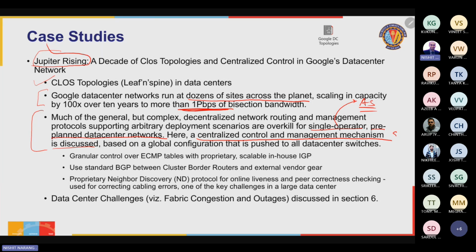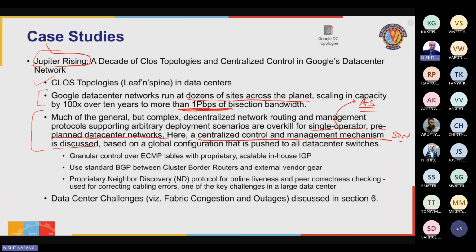So this is where SDN fits in. Based on a global configuration that is pushed to all data centers. So this now we understand is our SDN architecture. You have a centralized control method. You calculate all the flow tables based on a global configuration. You know the entire network topology, so you can do it at a central location. And then you push that topology to all the data center switches.